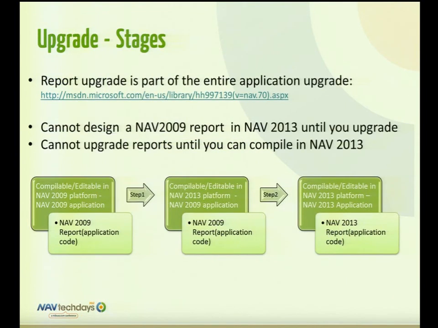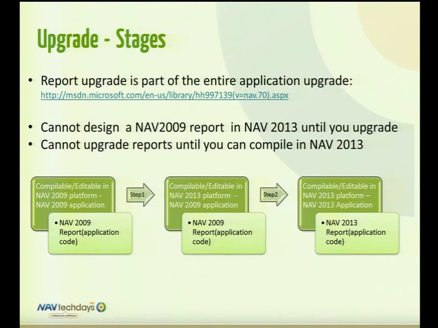Yeah. So now I will dig in a bit into the upgrade stages. What Torben explained is, once you have the report compiling in 2013, if you press the upgrade button, technically what is happening to the report? But one of the major preconditions is that your old report should first compile in the NAV 2013 platform, right?